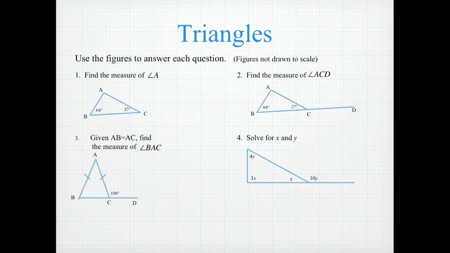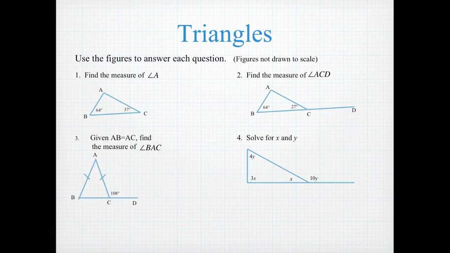Let's see how this looks in practice. We're going to use the figures of these four questions to answer each one. The figures are not going to be drawn to scale. In our first one, we need to find the measure of angle A, given that the measure of angle B is 64 degrees and the measure of angle C is 37 degrees.